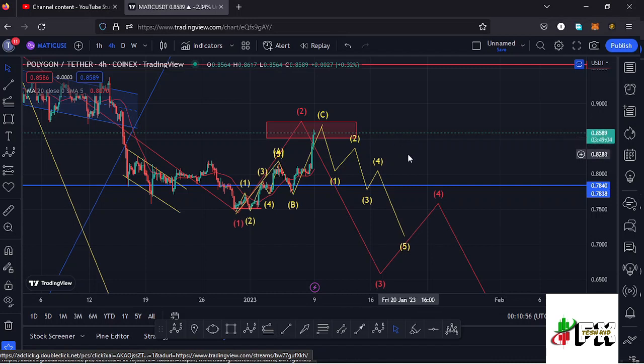But for now, we need to be a little bit patient. Continue waiting to see how the chart continues to unfold, because there are chances of also making a high outside this target area that I have right here on the charts.